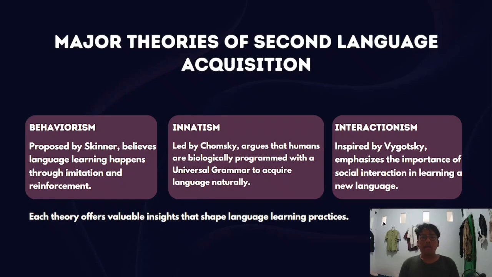biologically programmed with a universal grammar to acquire language naturally. And lastly, interactionism, inspired by Vygotsky, emphasizes the importance of social interaction in learning a new language. Each theory offers valuable insight that shapes language learning practices.